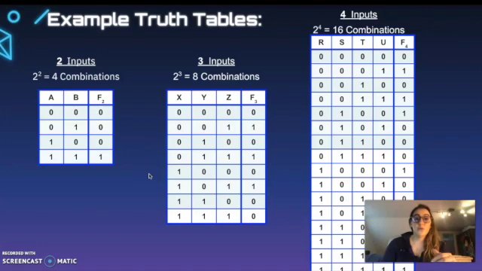Truth tables can be big or small; they vary. If we have 2 inputs, this is what it looks like. Again, 2 to the second, so we have a total of 4 rows. If we have 3 inputs, we have 8 rows, and if we have 4 inputs, we're looking at 16 different combinations and 16 rows. So the more inputs you have, the larger the truth table is going to be.